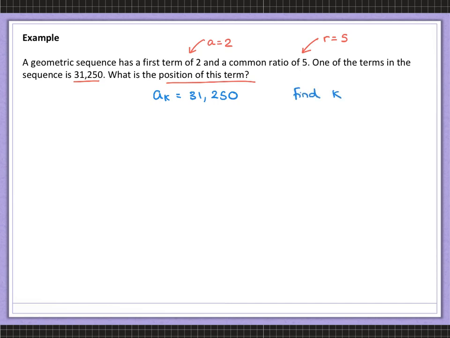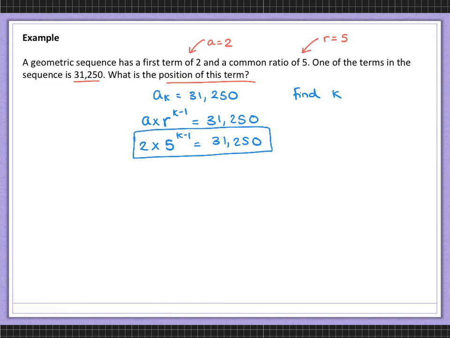Well, let's use the formula that we have just found, that a_k is equal to a multiplied by r to the power of k minus 1, and that equals 31,250. Well, we can substitute in a is 2, r is 5, and we have this result here. And we've then got to solve this equation to find our value of k. So of course, let's divide by 2 first of all, which gives us 5 to the power of k minus 1 equals 15,625.